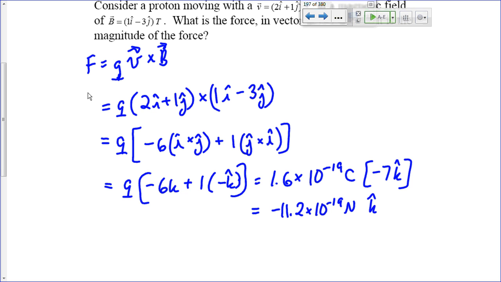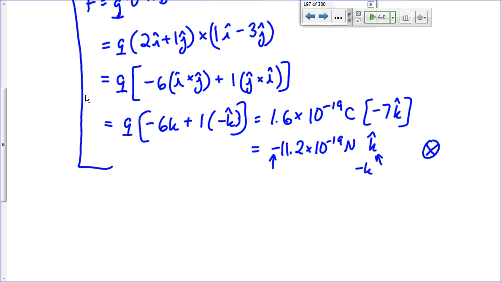This would be going into the page. So if I were to draw this, it's in the negative k direction. So negative k. So it's going into the page, minus k. Alright, so basic cross product. And then I can also find some other information about this.